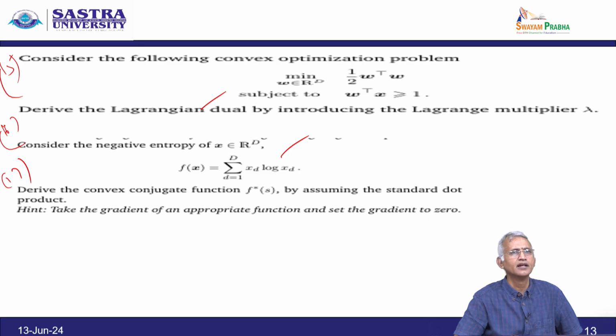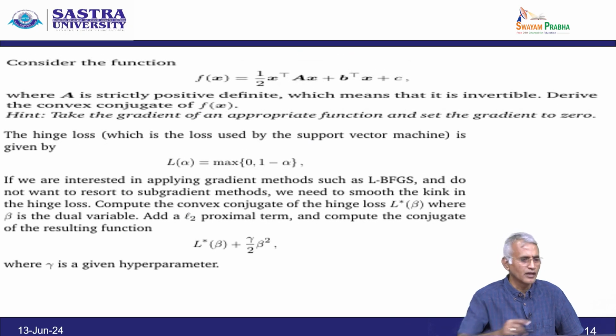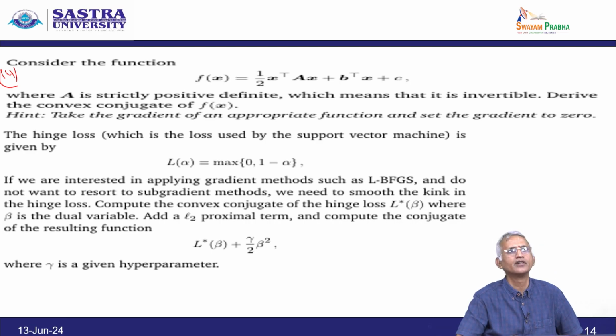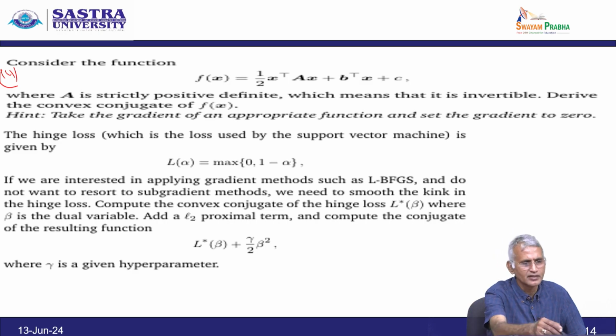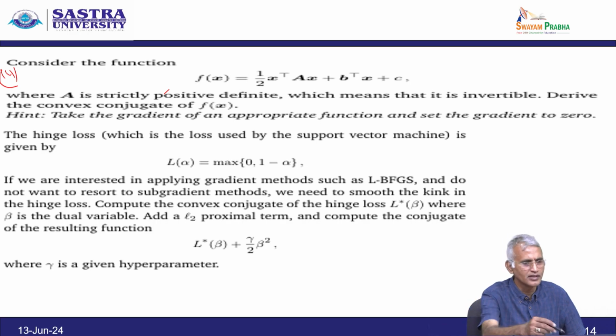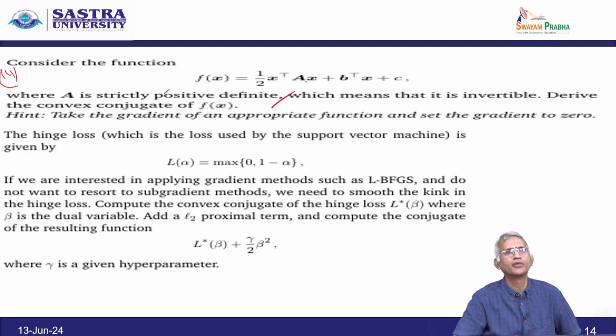The hint is to take the gradient of an appropriate function and set the gradient to 0. Next, 14th question: consider the function f(x) = 1/2 x^T A x + b^T x + c, where A is strictly positive definite, which means that it is invertible. Derive the convex conjugate of f(x). The hint is to take the gradient of an appropriate function and set the gradient to 0.